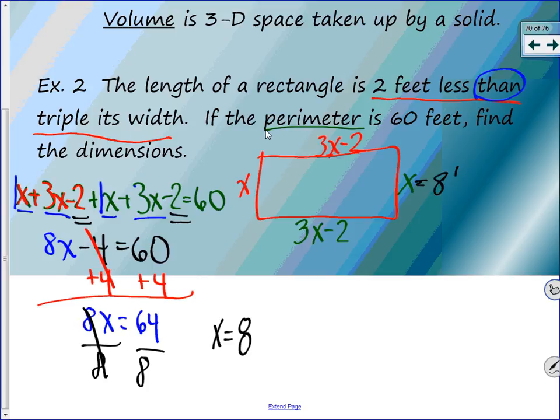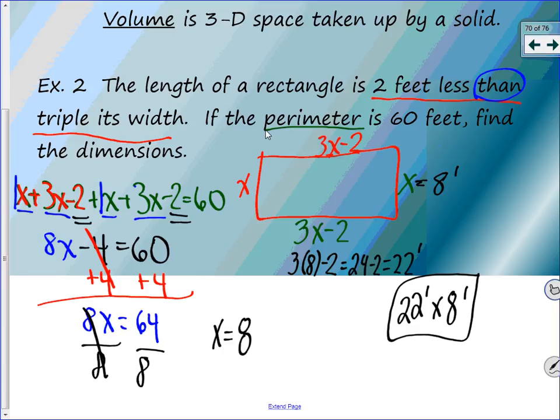And then to find the length, I have to plug it into the length expression. So I do 3 times 8 minus 2. So following order of operations, I multiply. So I get 24 minus 2 is 22. So 22 feet. So it's a 22 by 8 feet rectangle.